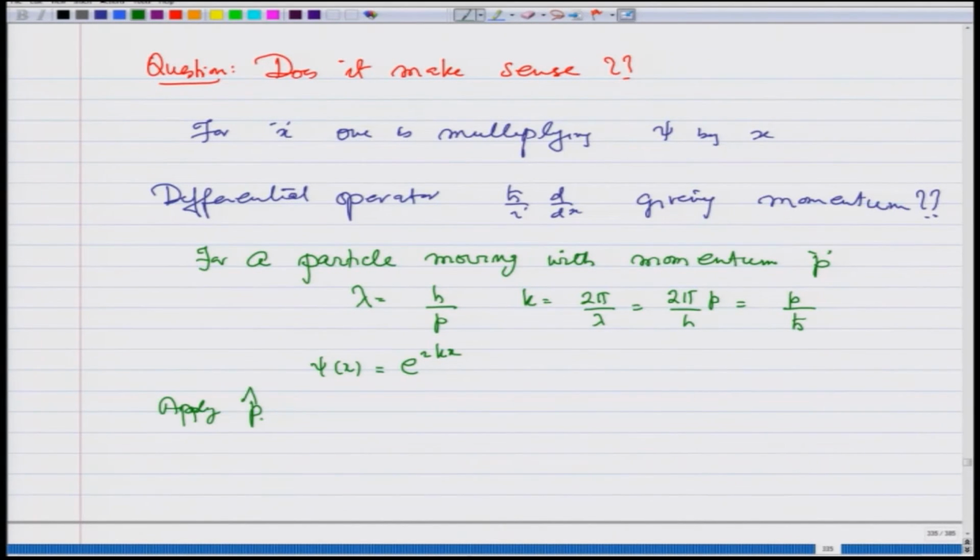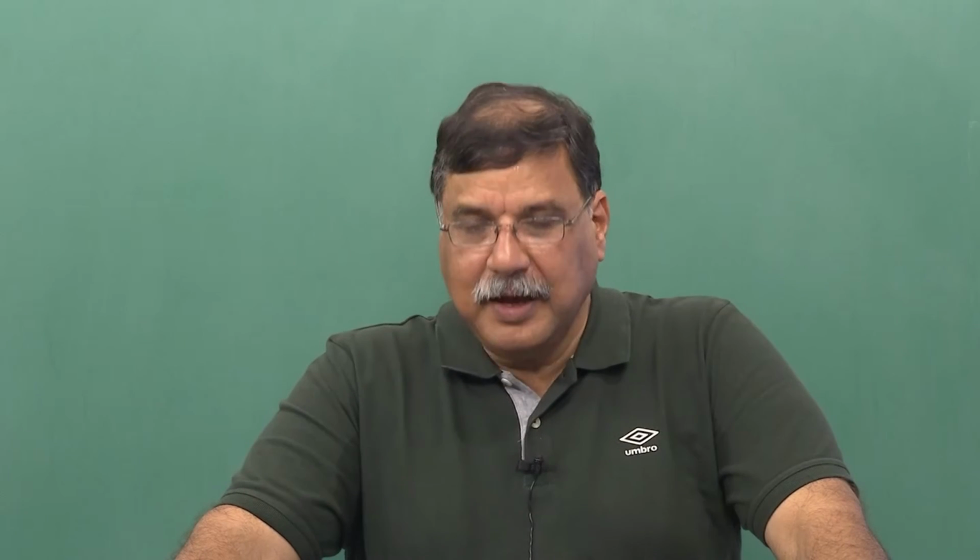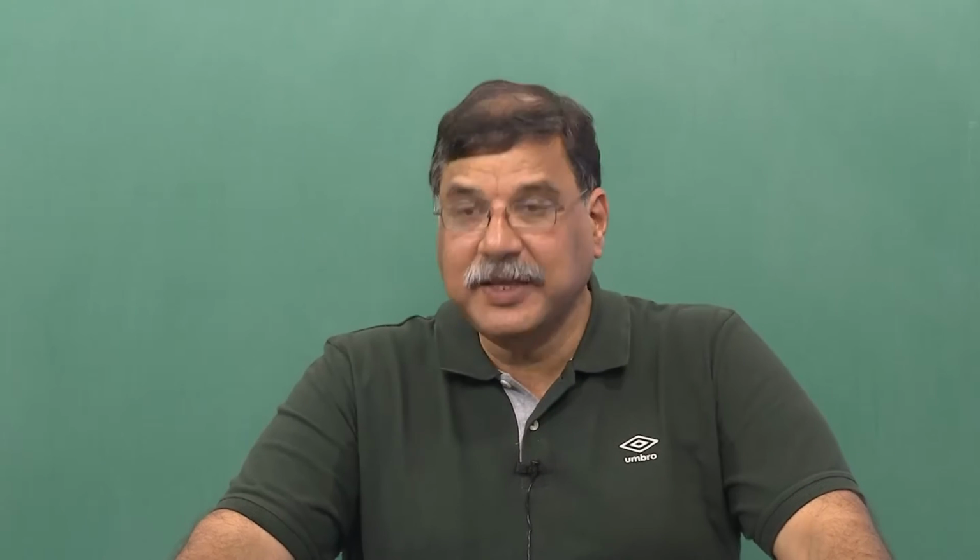Let us now apply the p operator on psi x, and let us see what it gives. When I do p operator on psi x, it gives me h cross over i d by dx operating on e raised to i k x, and that gives me h cross k e raised to i k x. So, in this case, when the particle has a pure momentum p, applying the p operator on psi gives me that momentum.